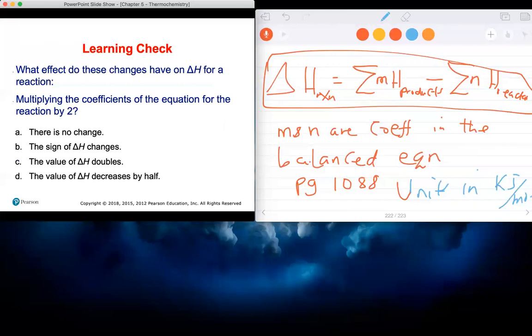Now, what effect do these changes have on the change in enthalpy for a reaction? Multiplying the coefficients of an equation for the reaction by 2. If we multiply by 2, the sign of the change in enthalpy does not change, the value of the enthalpy doubles, and if we divide, the value of the change in enthalpy decreases by half. What effect will happen if we multiply by 2?